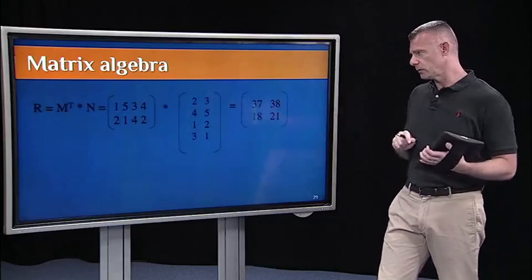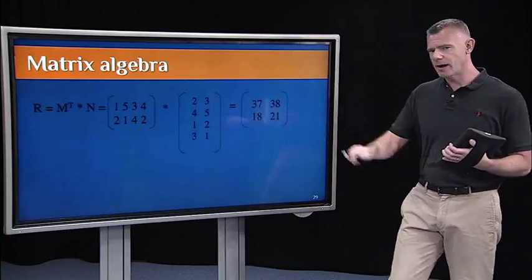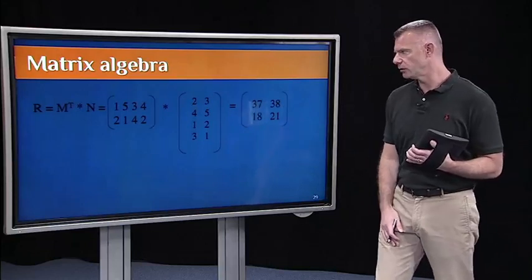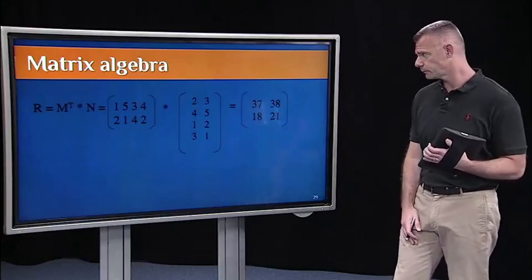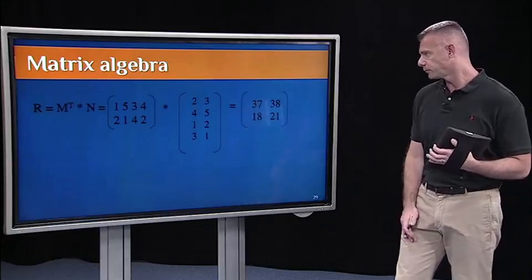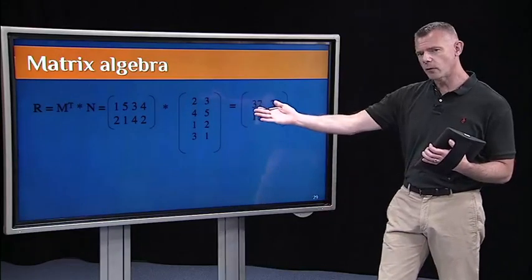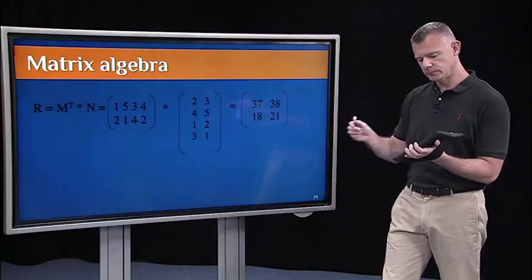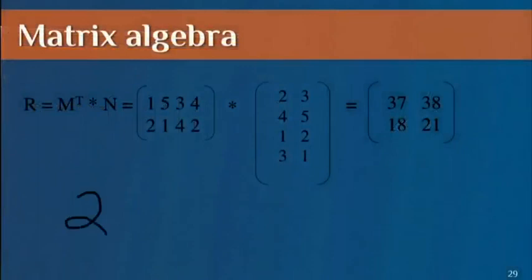So let's see how this works. So I took the transpose of M. So M was a 4x2. Now it's a 2x4. And I'm going to multiply it by N. So I have a 2x4 matrix multiplied by a 4x2. So this is 2x4.